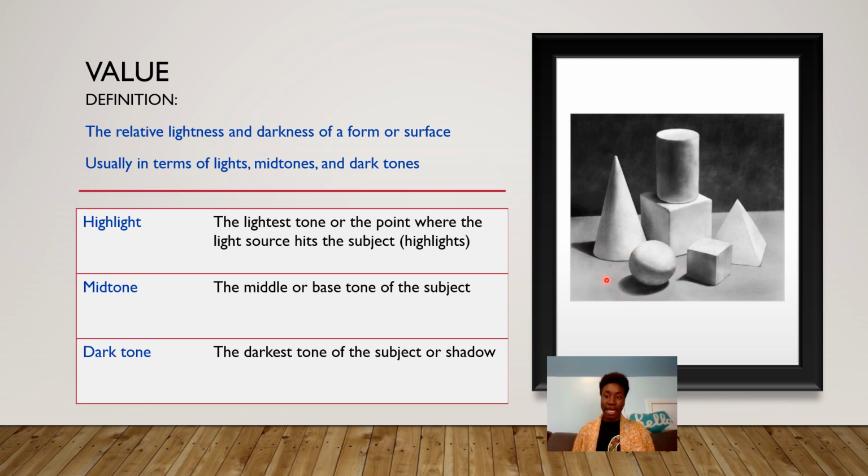Value is not always dealing with light sources. It sometimes is the darkest and the lightest tone in the picture. So here on the table is the mid-tone, and then here in the wall, or it could be a deep space, it's the darkest tone.